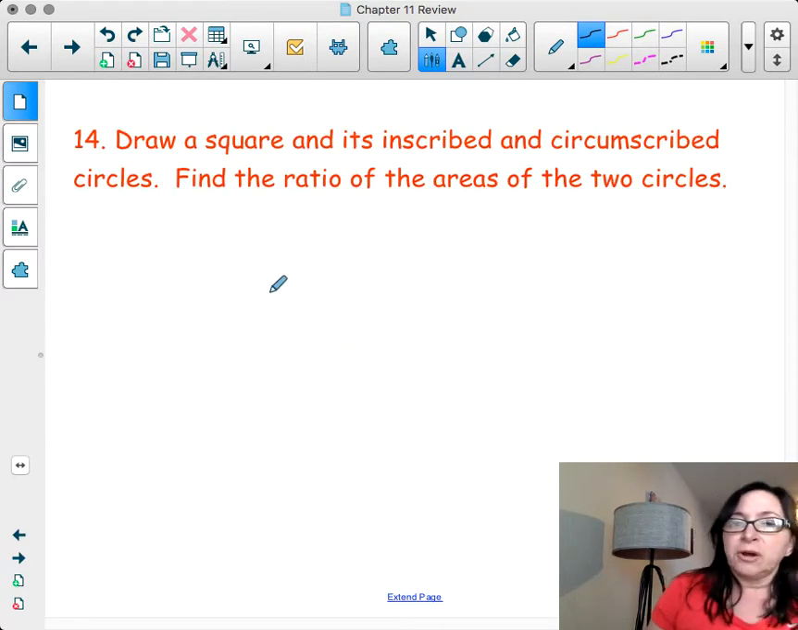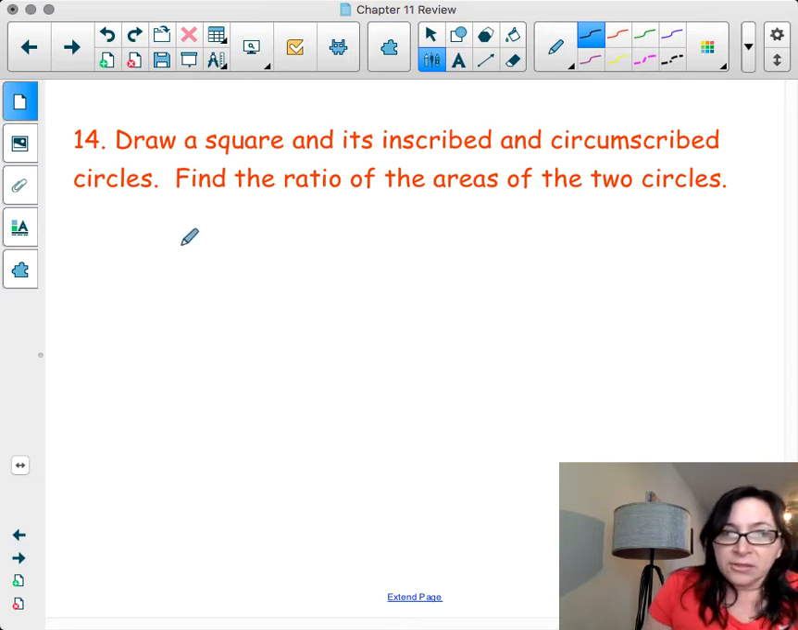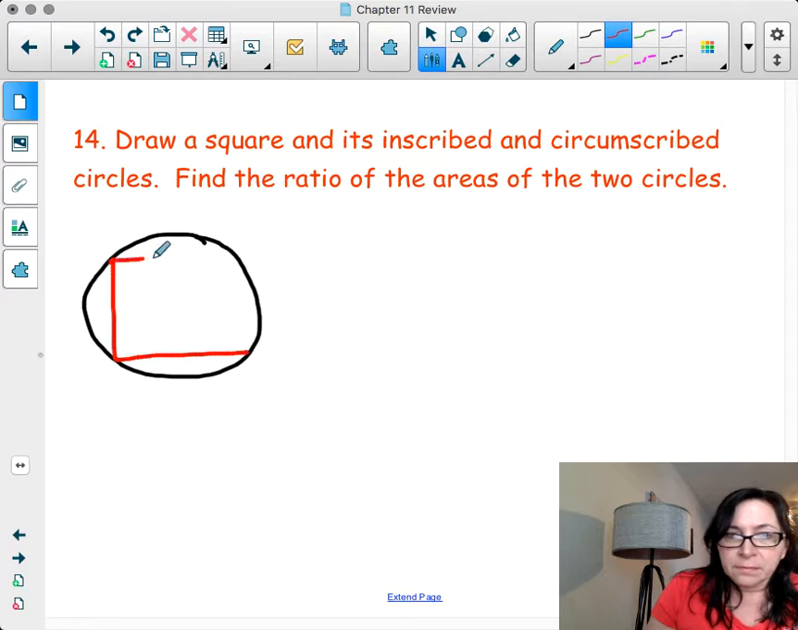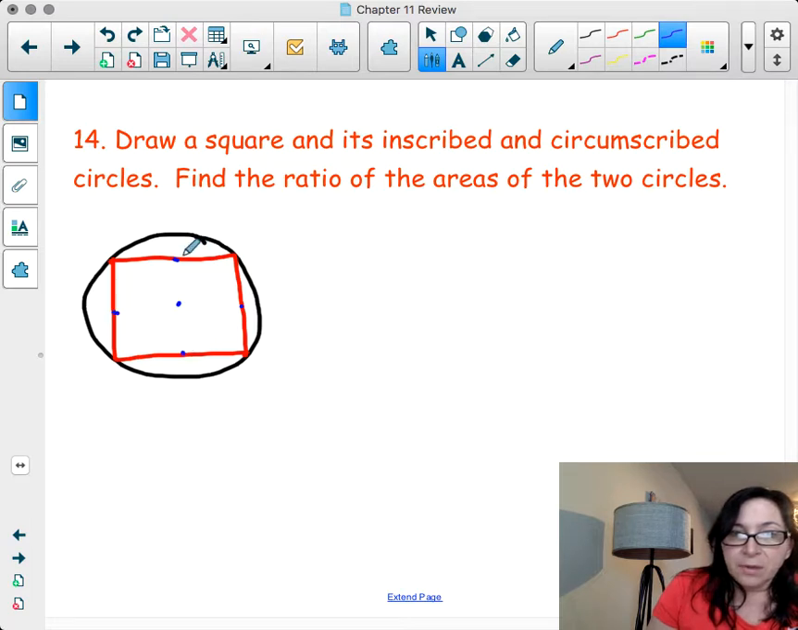Okay. Draw a square, and its inscribed and circumscribed circles. So let's draw a circle first. Find the ratio of the areas. Okay, so drawing a circle, we need to make a square inscribed in it. And then another circle inside of that. Remember that your circle's got to touch all the corners, or all the sides anyways.